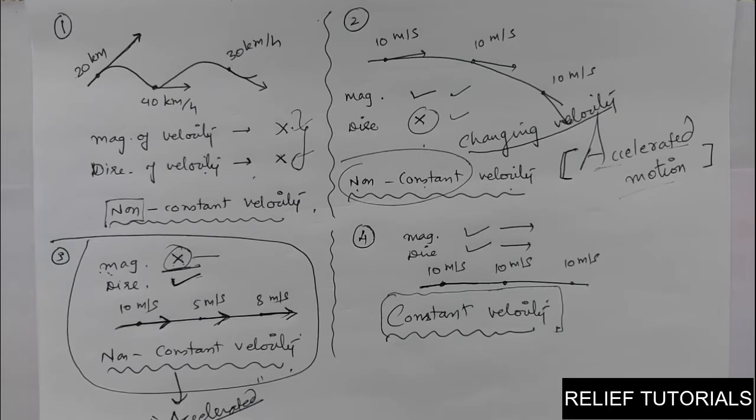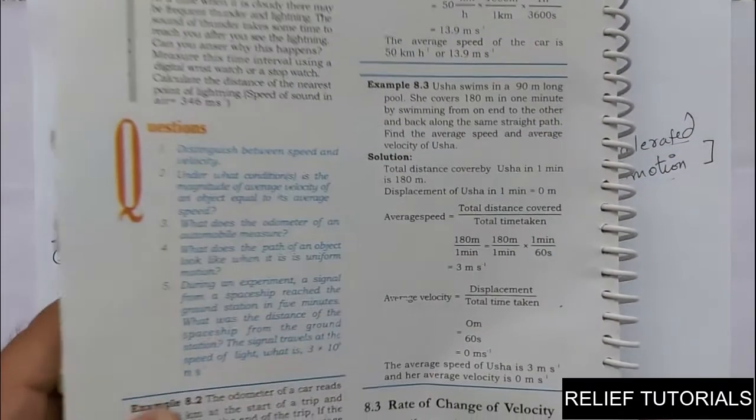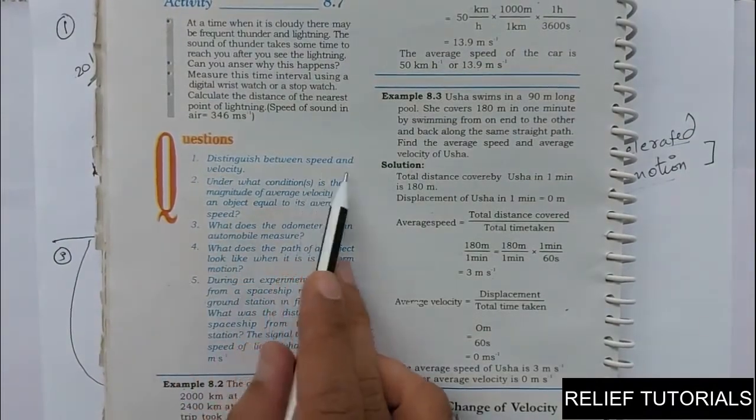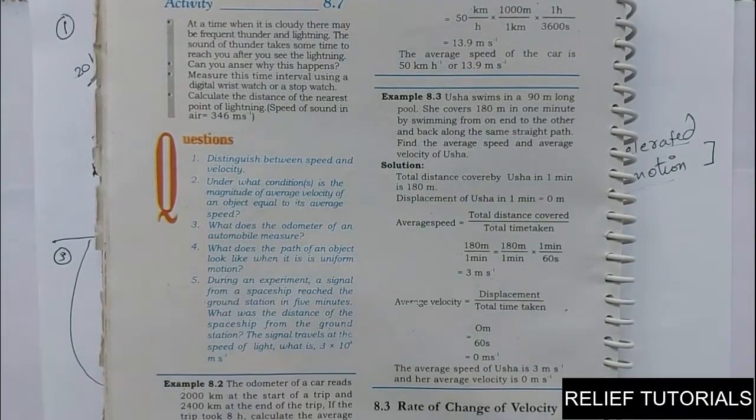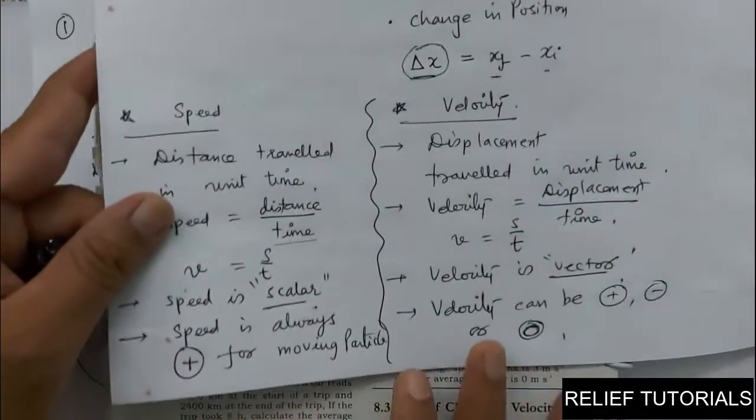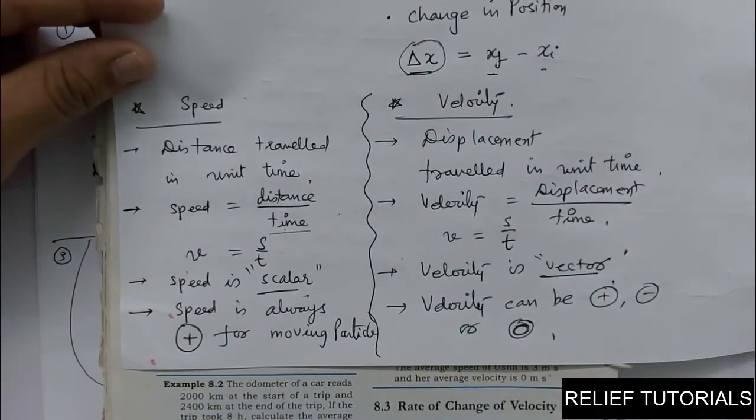Based on these, on page number 102 of your textbook, you have some blue color questions as well as some examples to solve. Look at the blue color question on page number 102. Blue color question number 1: distinguish between speed and velocity. We have seen this in the previous session. I have written 4 different points.